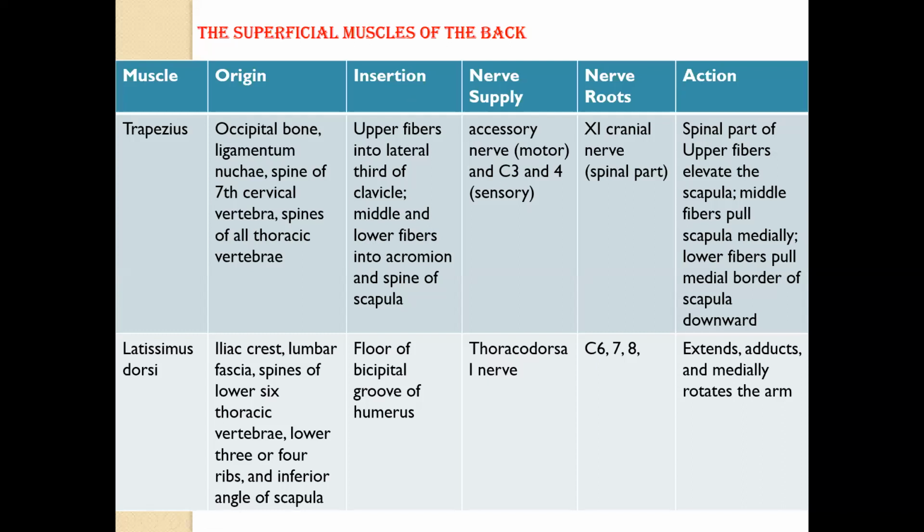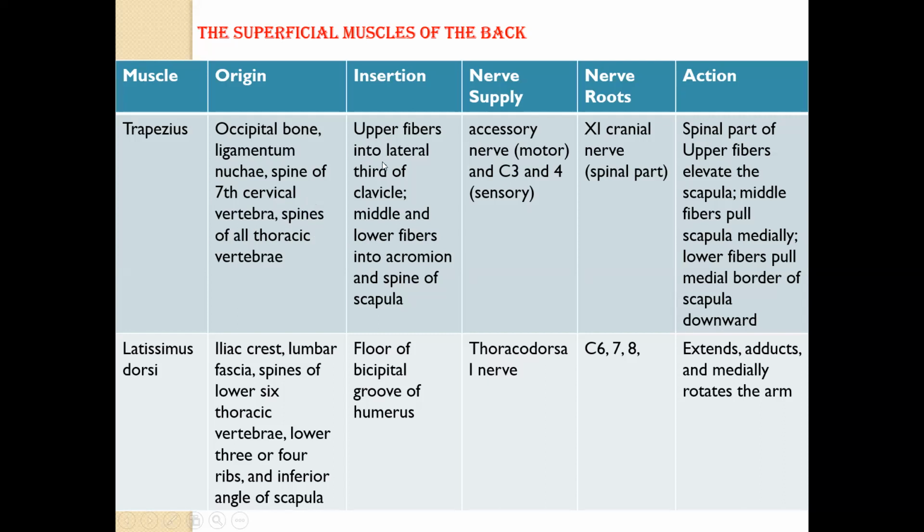This table shows the muscles and their origin, insertion, and nerve supply. So the trapezius, which is the largest muscle, originates from the occipital bone, ligamentum nuchae, and the 7 cervical vertebral spines and the thoracic vertebral spines.